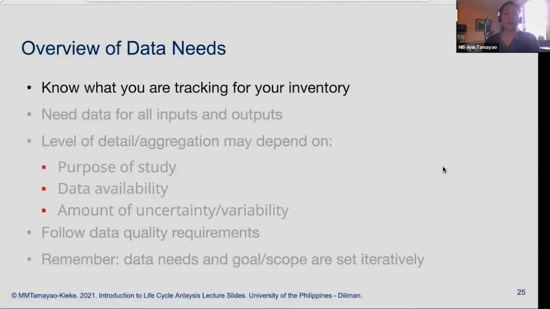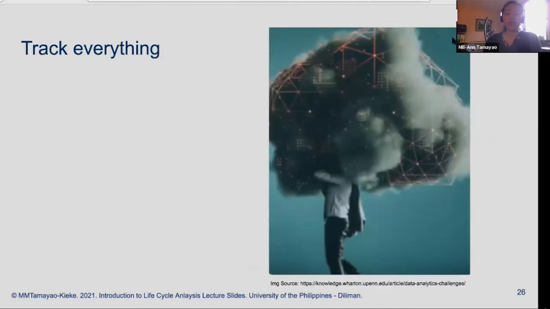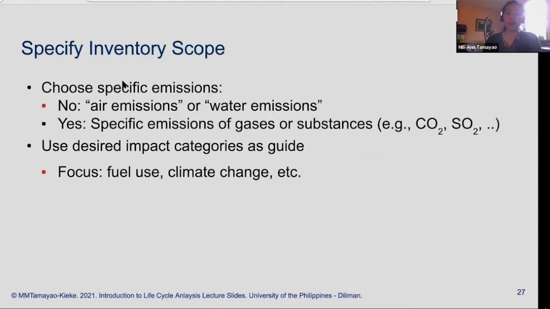Okay, now here is an overview of some data needs. So let's start with the first bullet. Know what you are tracking for your inventory. Okay, so it can get really confusing at some point if you're handling so many data from so many sources. So you have to make sure to track everything. Also specify your inventory scope.